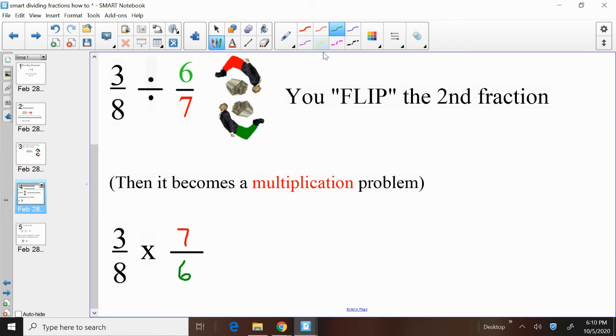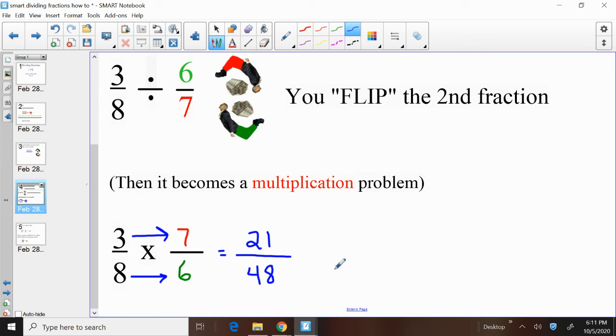We did before. Okay, so we would say 3 times 7. 3 times 7 is what? Is 21. And then multiplying across the bottom, 8 times 6. Okay, that's 48. 21 over 48. Okay, so it's that simple.